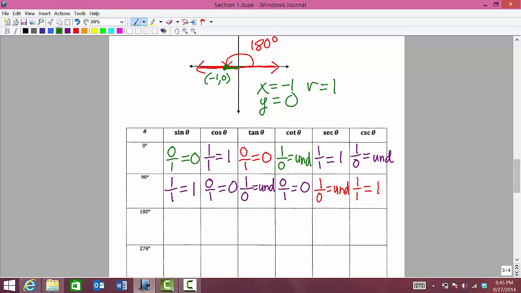Sine, once again, hopefully you have this memorized by now. Sine is y over r, so that would be 0 divided by 1, which is 0. Cosine of 180 degrees, you know that's x divided by r, so x is -1, r is 1. So this simplifies to be -1.